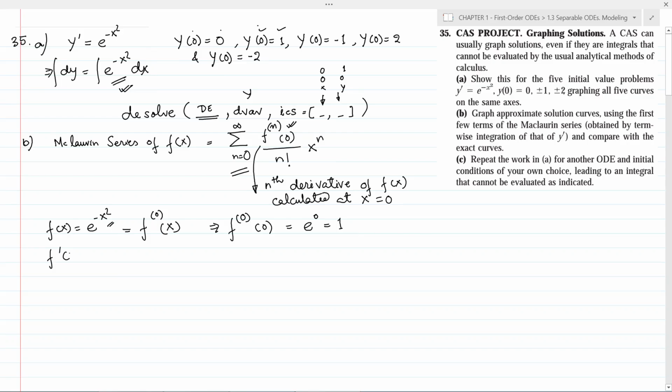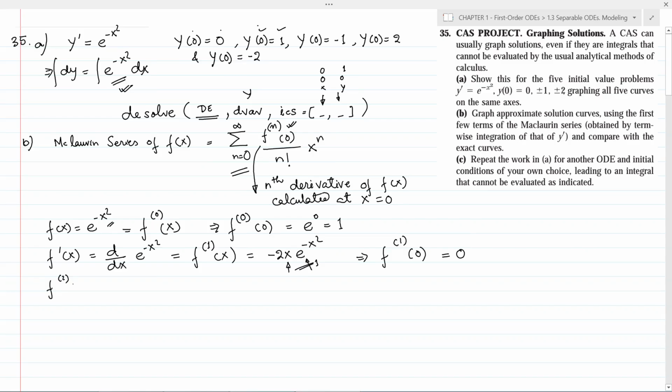Now, f dash x or derivative of the function e to the power minus x square with respect to x is same as f 1 x, and this we can find by chain rule, which is minus 2 x e to the power minus x square, which implies f of 1 0 we can find by substituting x equal to 0 here, which is equal to 0, because this term will be 0 and this term is 1. So, the whole term is 0.